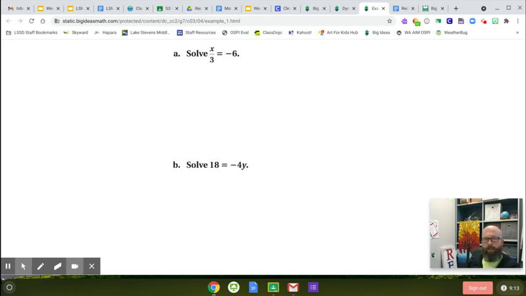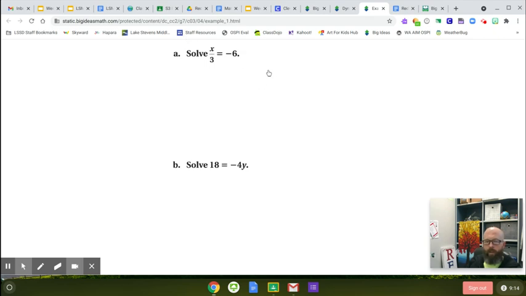This is 3.4, example 1, and now we are solving equations using multiplication and division. And remember, multiplication and division are inverse operations. So in order to undo these and solve for the variable, you need to do the inverse operation. Okay, so here's a couple examples, and this says solve x divided by 3 equals negative 6. And so divided by 3 means the inverse would be multiply by 3.